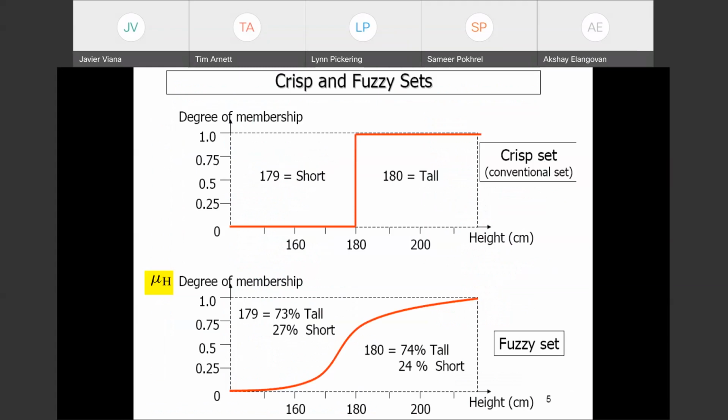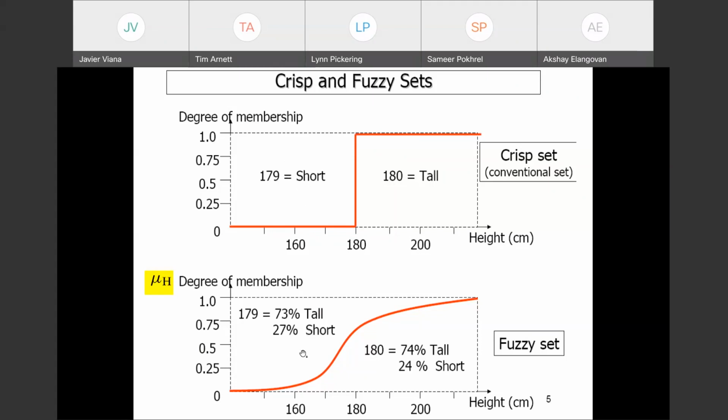So again, crisp and fuzzy sets. This is a more definitive example, but this is one that gets shown quite a bit, which is a person being tall or not. So this is a crisp set, or a Boolean set, showing if somebody is tall or short. And so we're saying that if anybody is 180 centimeters or taller, they are tall. They're a tall person. And if you're anywhere below that, so below 180, you are short. And that's it. There's no other distinction.